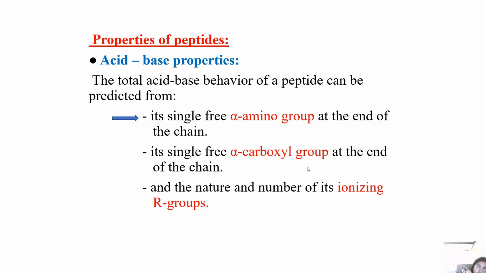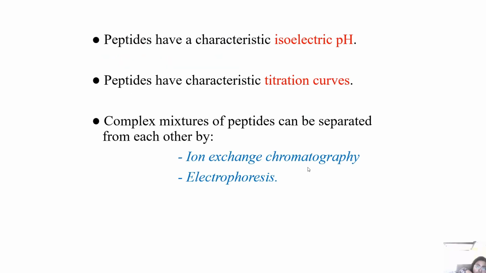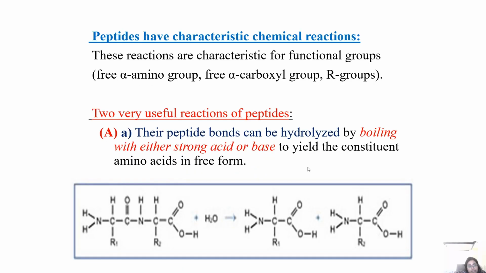The total acid-base behavior of a peptide can be predicted from its single free alpha amino group at the end of the chain, its single free alpha carboxyl group at the end of the chain, and the nature and number of its ionizing R groups. Peptides have a characteristic isoelectric point. Peptides have characteristic titration curves. Complex mixtures of peptides can be separated from each other by ion exchange chromatography or electrophoresis.